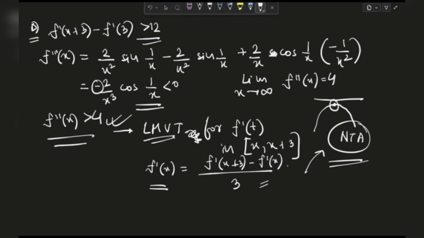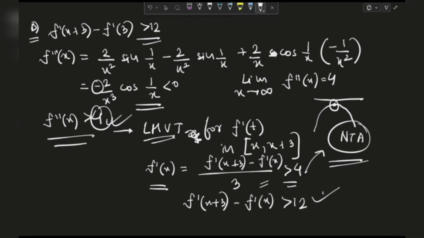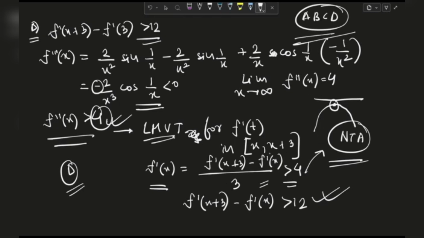So basically this thing becomes greater than 4 from here. So now it's pretty clearly proved that f'(x+3) minus f'(x) is greater than 12. It is correct, so our option D is also correct. So basically I guess all options are correct, A, B, C, D. I will check once and tell if I did something wrong or not. I will check the options once.